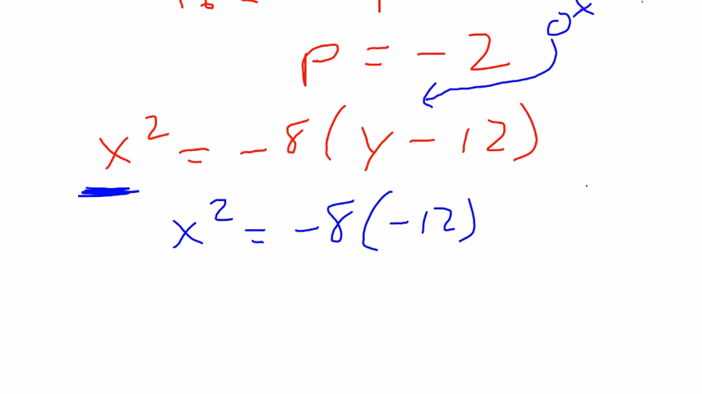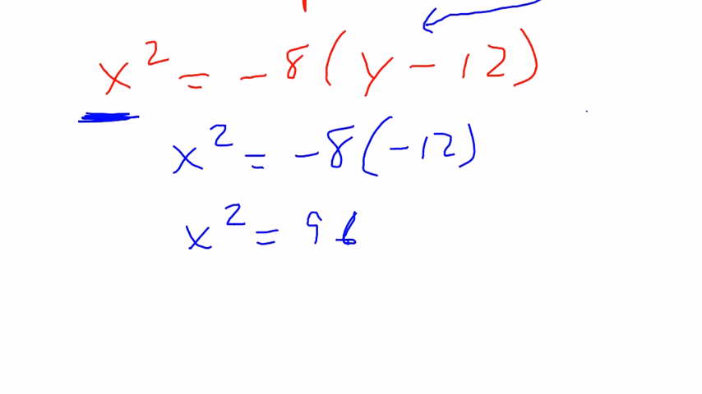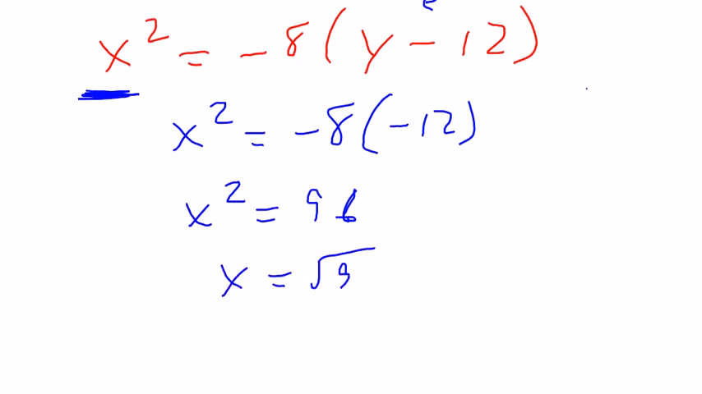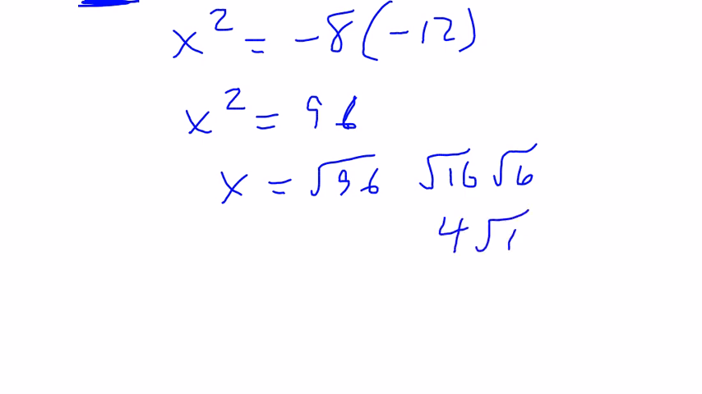8 times 12 is 96. So x squared equals 96. So x then would equal the square root of 96. Square root of 96, what's that? It'd be the square root of 16 times the square root of 6. Square root of 16 times the square root of 6 would be 4 square root of 6.